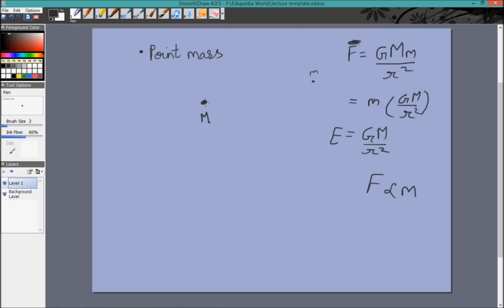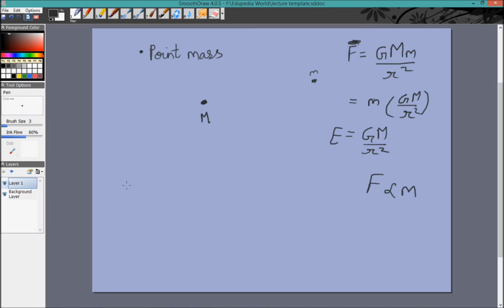Notice that to calculate the force exerted by this point mass, I need to know the mass of the particle on which the force is being exerted. But to calculate the gravitational field due to this mass, I do not need to know the other masses. The gravitational field is simply the force which a 1 kg object would experience. If you want the force on a 10 kg object, you just multiply it by 10. Right. So for a point mass, F is G M m by r square and the field is G M by r square.